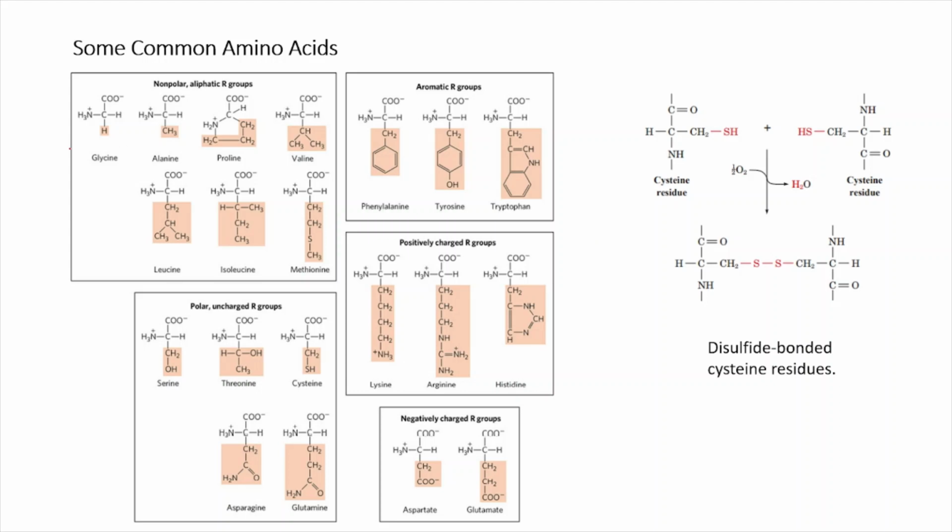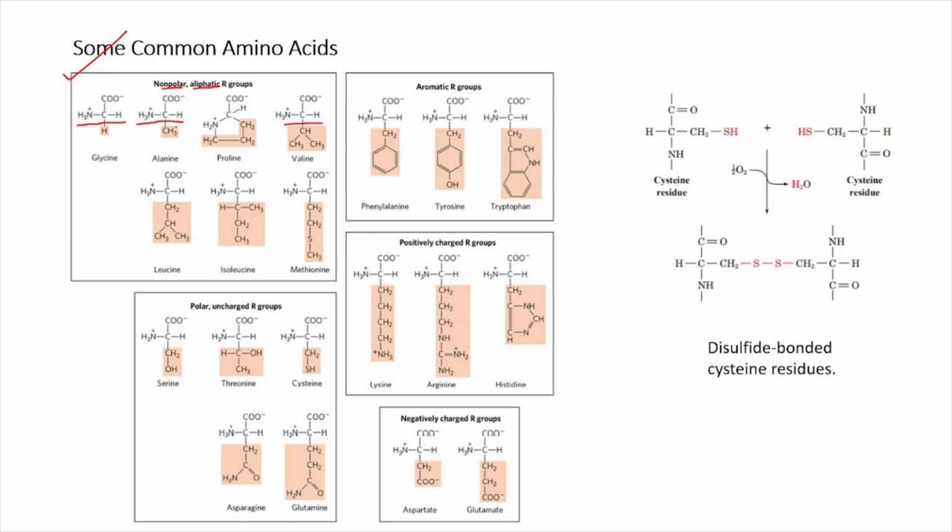Now let us look at the structure of some common amino acids. The first box describes the structure of some non-polar aliphatic amino acids. Why non-polar? The variable R groups that I talked about do not carry any charge, so they are non-polar and they are aliphatic chains. The basic structure of all amino acids is the same, only they differ in the R group.